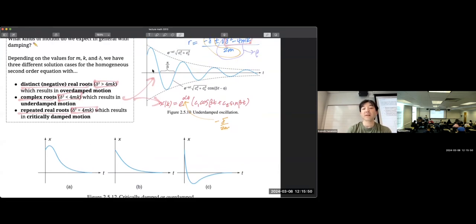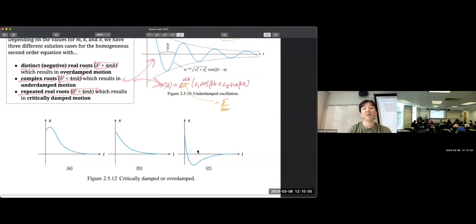So this underdamped case is going to have some oscillations left that decay. Critically damped or overdamped are going to look kind of like this. And it's also going to depend on what your initial forces are, so your initial conditions might be different.